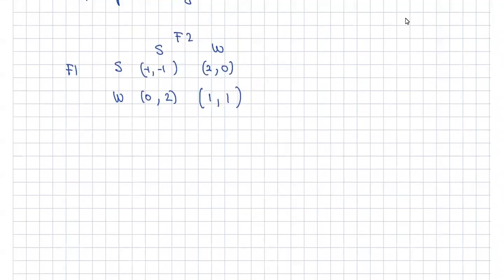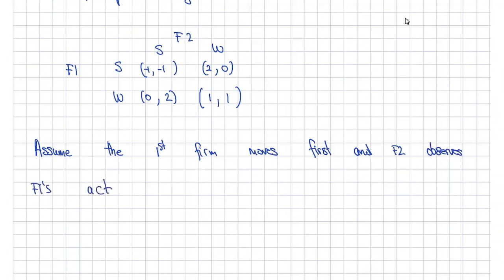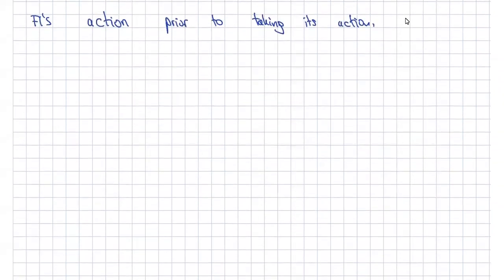Imagine, and now I change this game a little bit. Now I say assume the first firm moves first, and firm 2 observes firm 1's action prior to taking its action. Well, in this particular case, perhaps a more suitable representation of the game is what's called an extensive form game.